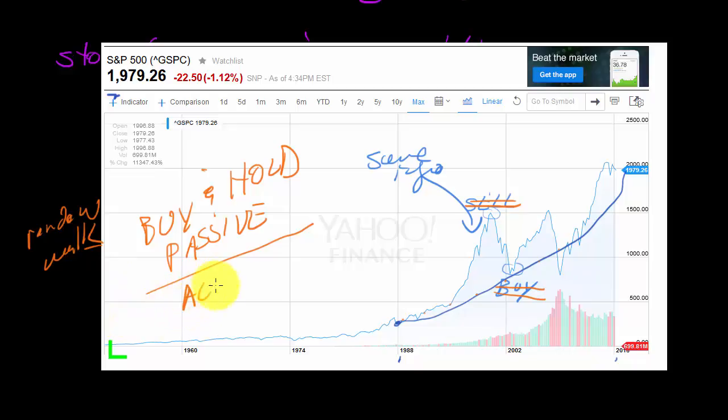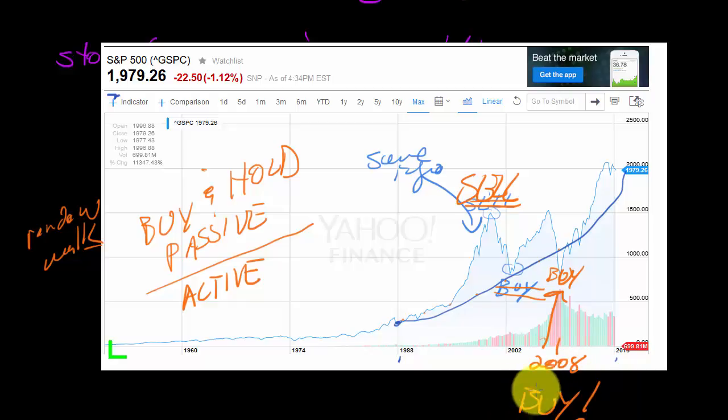If you have an active strategy, you say, yes, I can sell here because I know the market's going to go down, and I can buy down here because I know the market's going to go up. But there are very few people in 2000. This is 2008, in the middle of the financial crisis. There are very few people at the middle of the financial crisis that were screaming buy, buy, buy, buy, buy.